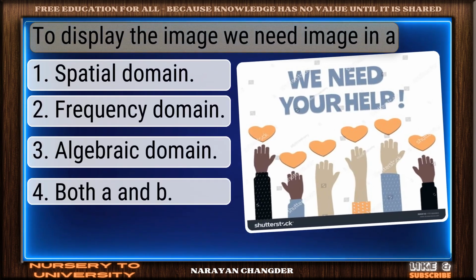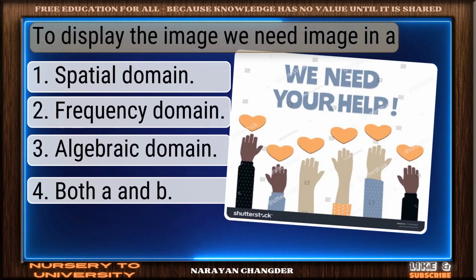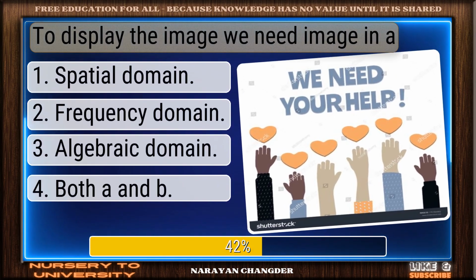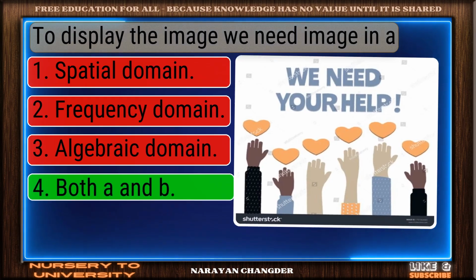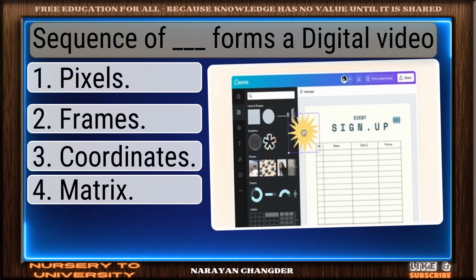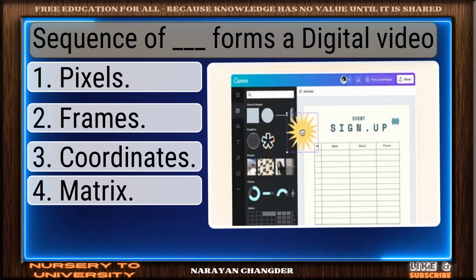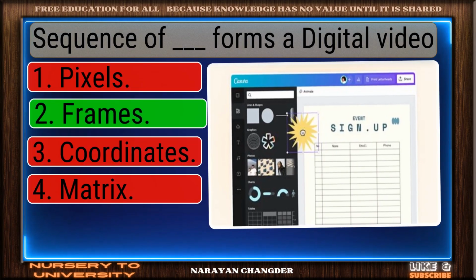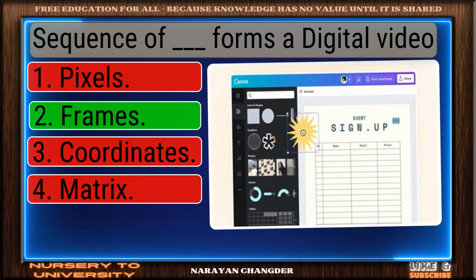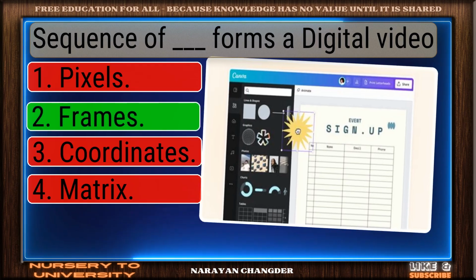Question number 68. To display the image, we need image in a... Well picked. Both A and B is the correct answer. Question number 69. Sequence of dash forms a digital video. You're right. Frames is the correct answer.